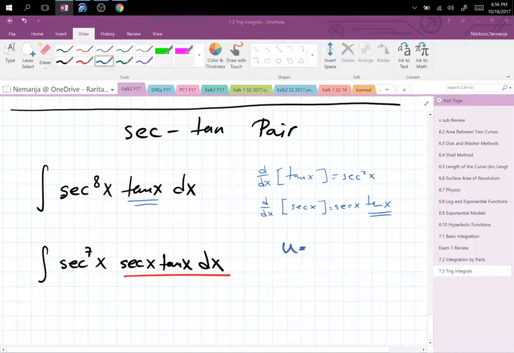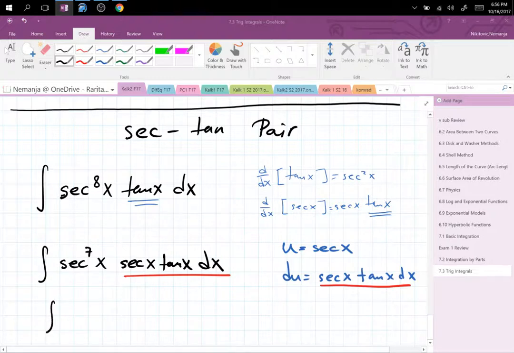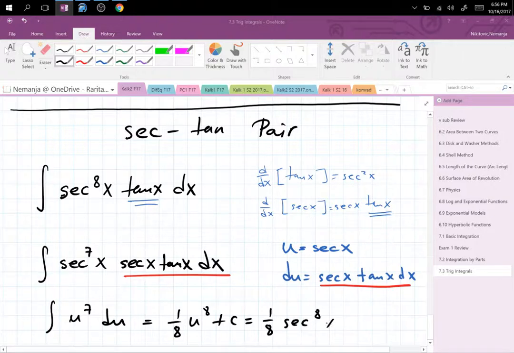Perfect. Let me set this up. u equals secant x. du equals secant x tangent x dx. I'm going to underline that in red. It's a match. So it's the integral of u to the 7 du, which equals 1 over 8 u to the 8 plus c, which is 1 over 8 secant to the 8 x plus c. And the problem is solved.